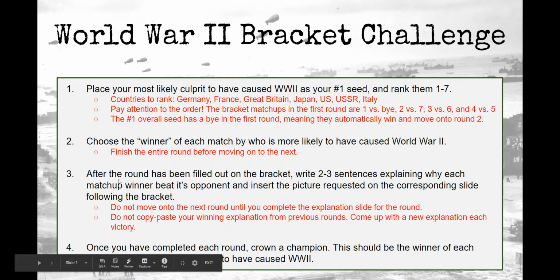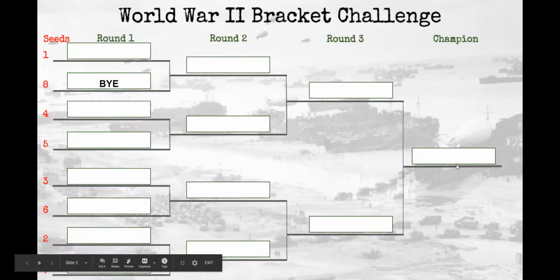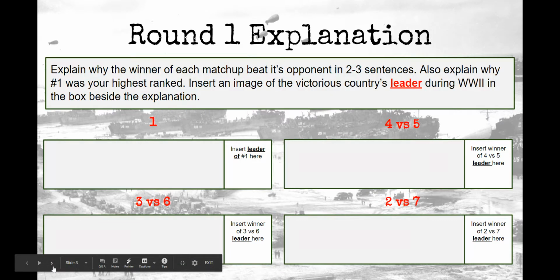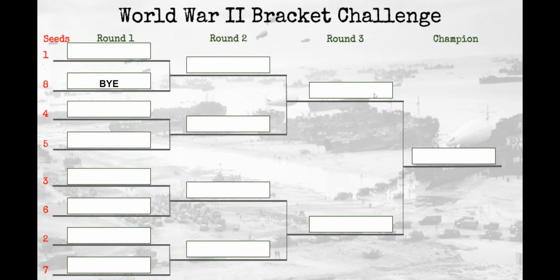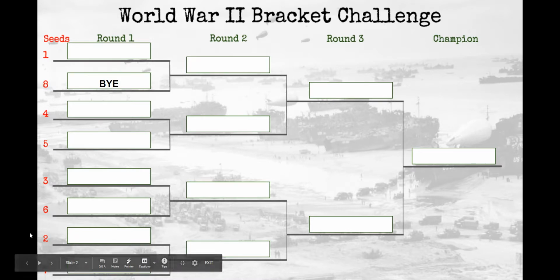So again, all the instructions are on here. Please don't move on to the rounds, guys. Don't fill out this entire bracket and then go and do your explanations. Please do them in order. It'll make it a lot easier on you to keep track of who won and everything. Because if you decide after you look through information that this team maybe shouldn't have made it this far, it'll mess up this entire bracket. So please just do it round by round.